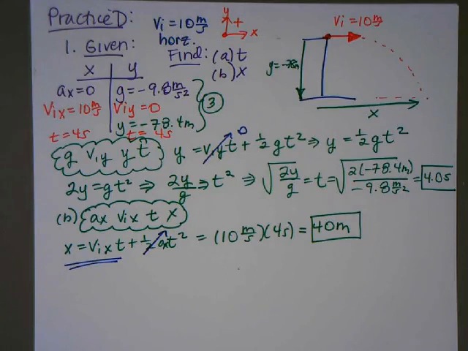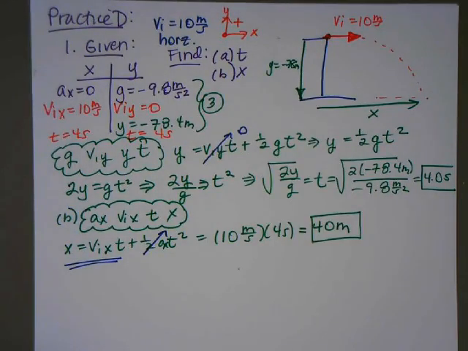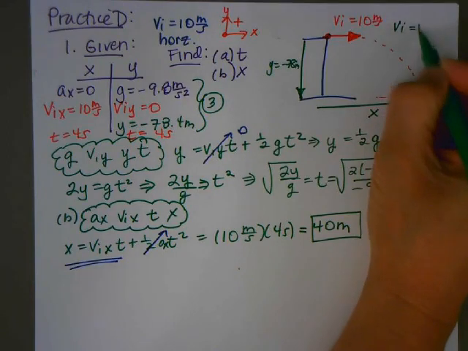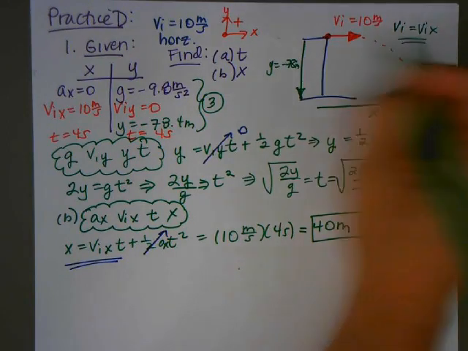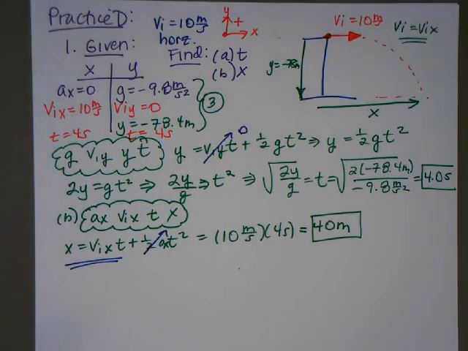Again, you want to separate your x and y givens. Where motion begins is your frame of reference. You want to draw a diagram. And remember that here, VI is equal to VIX because it's all horizontal. It has no vertical component. And that's it.